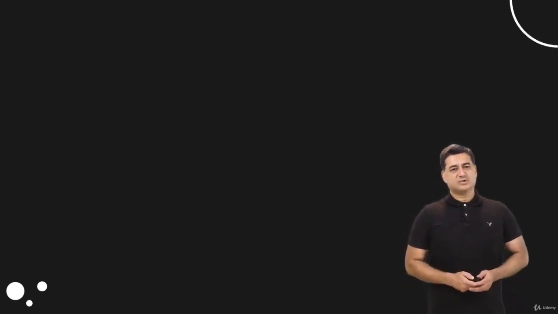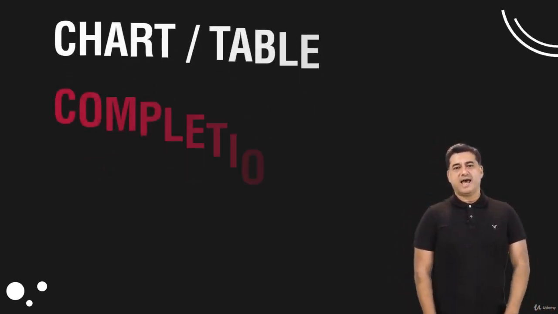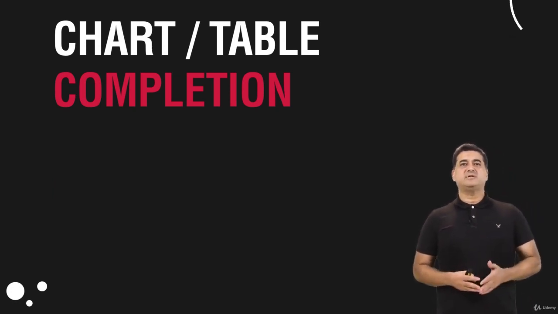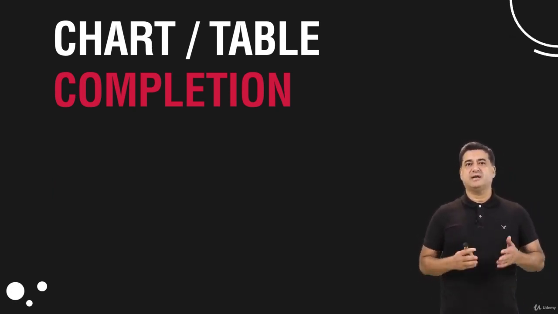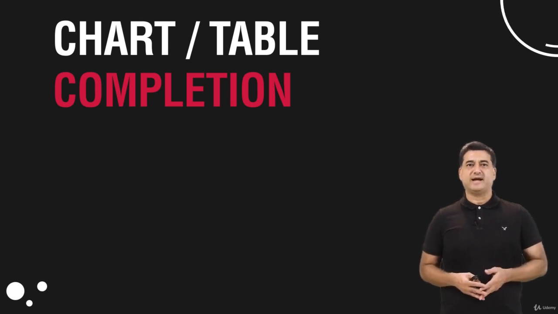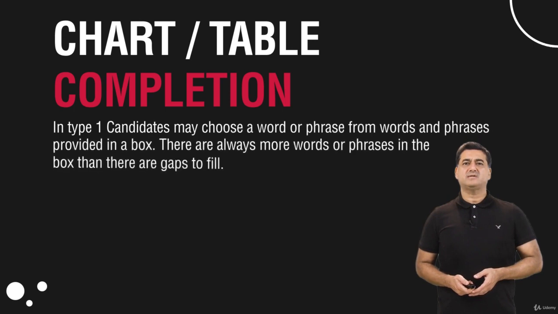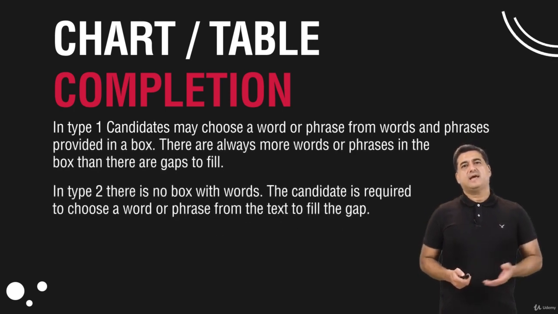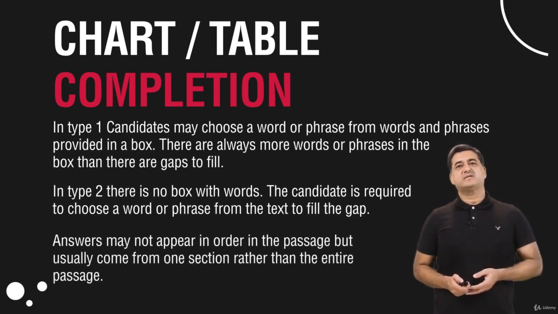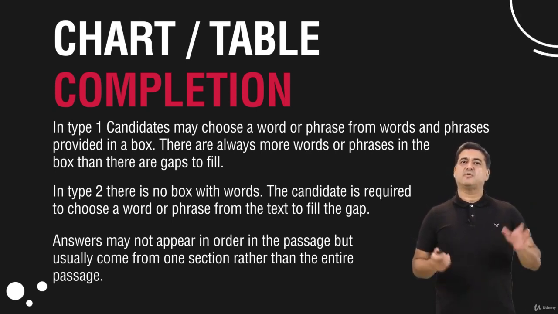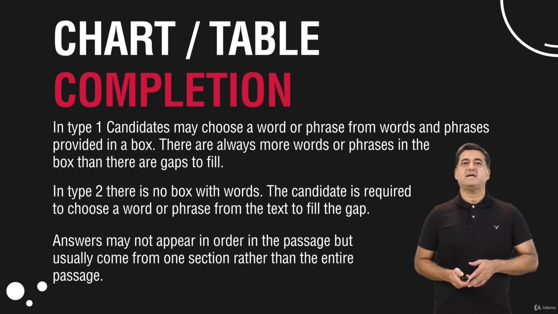Let's move on to the next question type, which is chart and table completion. Now, as you know, in tables the information is organized in a tabular format, that is in rows and columns. So identifying it is not that difficult, and there are various variants that are given, so have a look at them. I'm not going to talk about them. I'm going to talk about an example straight away.